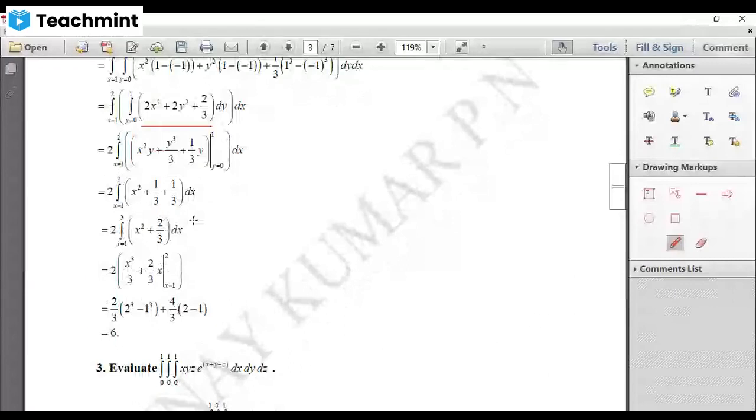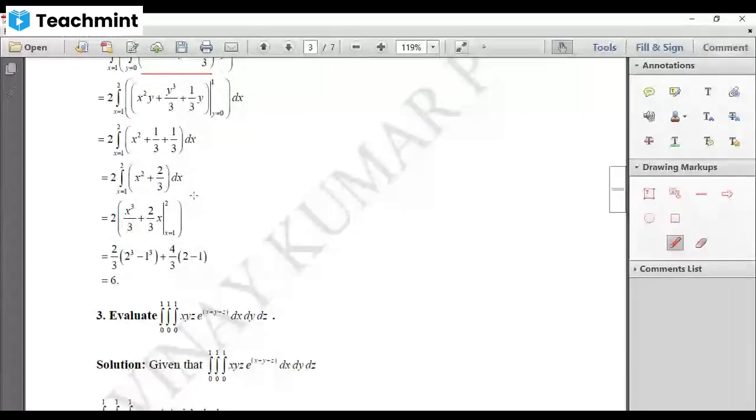Apply it. 1 minus 0 into x square is x square. 1 cube, 1 minus 0, 1 by 3 you'll get. 1 minus 0, 1 by 3. So 1 by 3 plus 1 by 3, 2 by 3. Now see, after integration with respect to y, we are left with only the variable x, an equation involving only variable x. Now we can easily integrate this with respect to x.